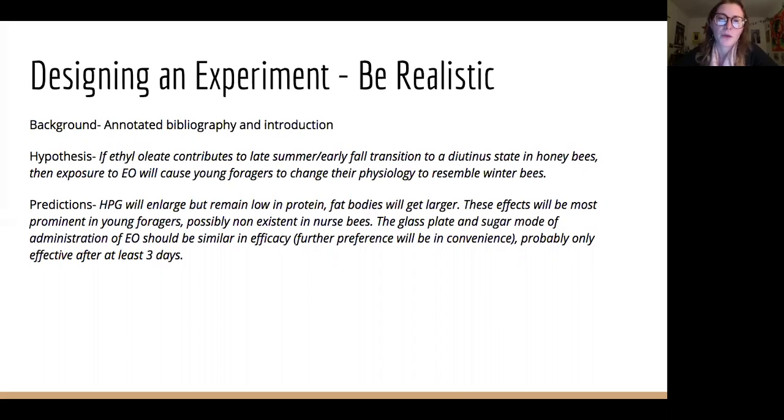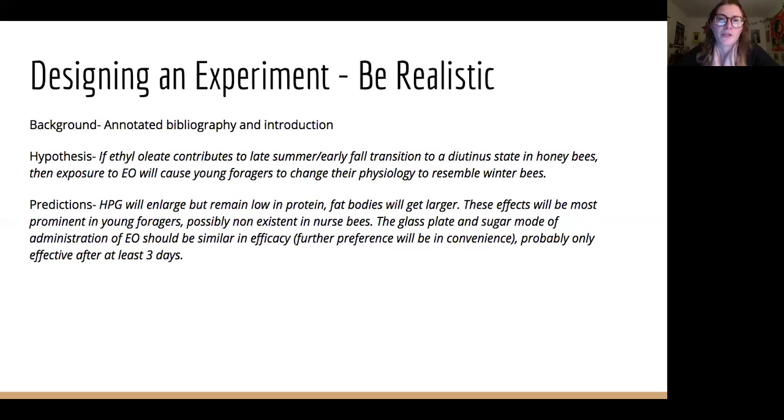I had two methods of administering the ethyl oleate in my experiment because this kind of experiment hasn't been done that often, and I wasn't sure what would be the most efficient way and what way ethyl oleate would be perceived by the bees. It's supposed to be a volatile chemical, but we weren't sure that it would be attractive to the bees, so we also wanted to feed it to them in case they weren't even going near it. So I had a glass plate and a sugar candy mixed in with sugar. There's one where I just put ethyl oleate on the glass plate and put it in a cage, or there's one where I mix it in with their sugar candy.